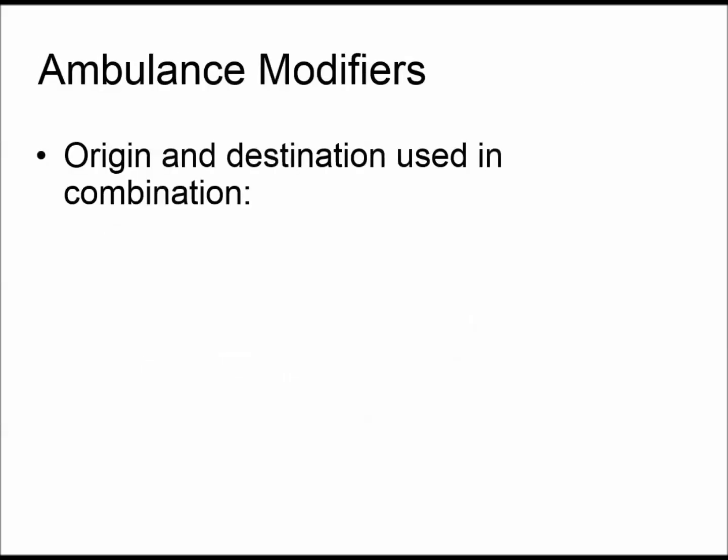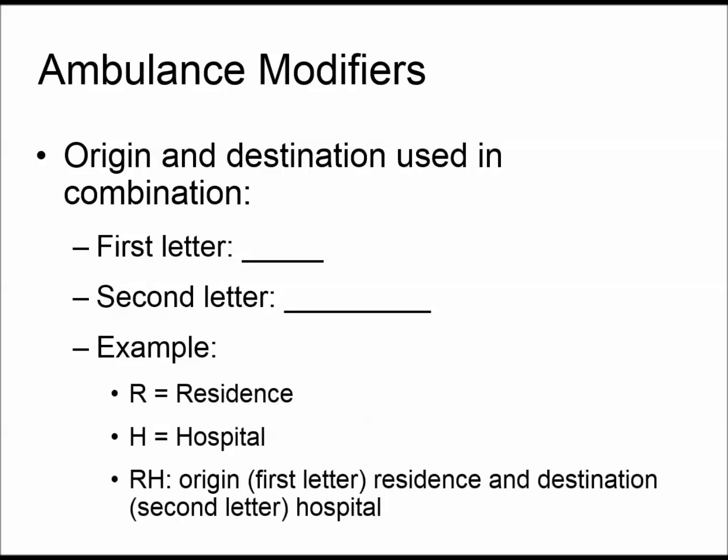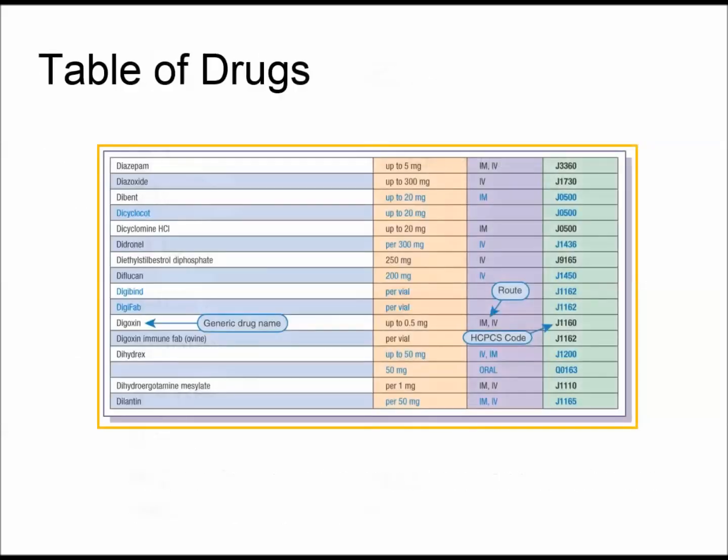And then of course you have your ambulance modifiers, and these will tell you the origin of the care and the destination, and they're used in combination. The first letter gives you the origin, where the care started, and the second letter tells you where it ended up, or its destination. In this example, R is residence, H is hospital, so RH: origin, first letter, residence; destination, second letter, hospital. So those would be used for modifiers.